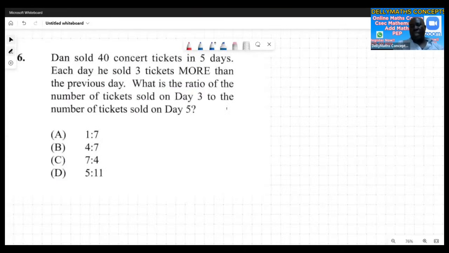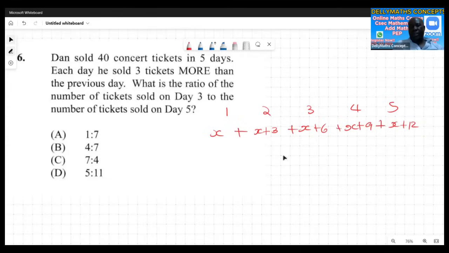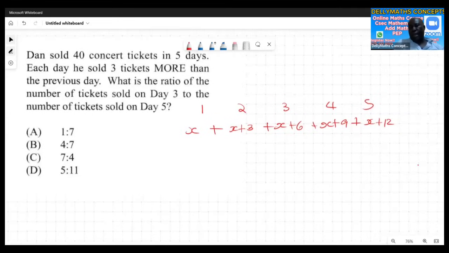So we have day 1, day 2, day 3, day 4. We have 5 days. Day 1, we start off with x. Day 2, we have x plus 3 more. Day 3, we have x plus 6. Day 4, we have x plus 9. And day 5, we have x plus 12. The sum would be the total, and we're being told here that this is equal to 40.